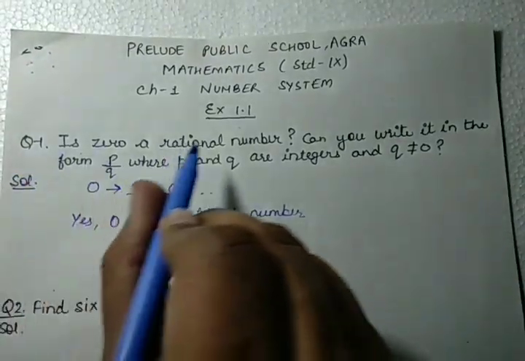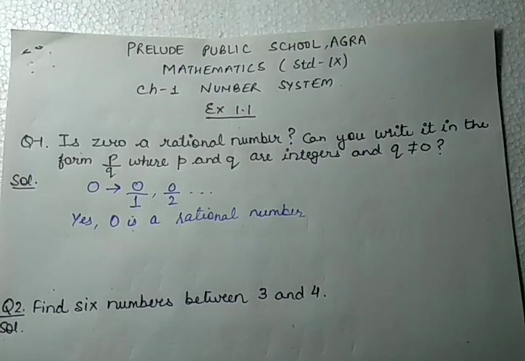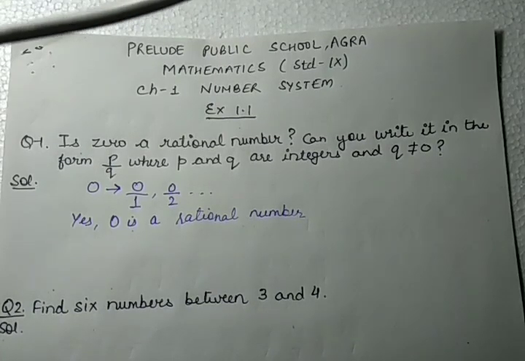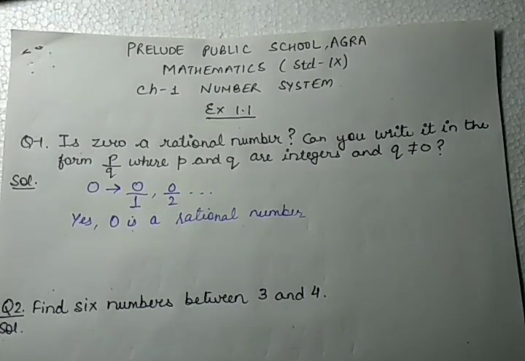So the answer for the first part of this question, is 0 a rational number? The answer is yes. Can you write it in the form P upon Q? So see, we have written it in the form 0 upon 1, where P and Q are integers. 0 and 1 both are integers, and the denominator, which is Q, here it is 1 or 2, is not equal to 0.